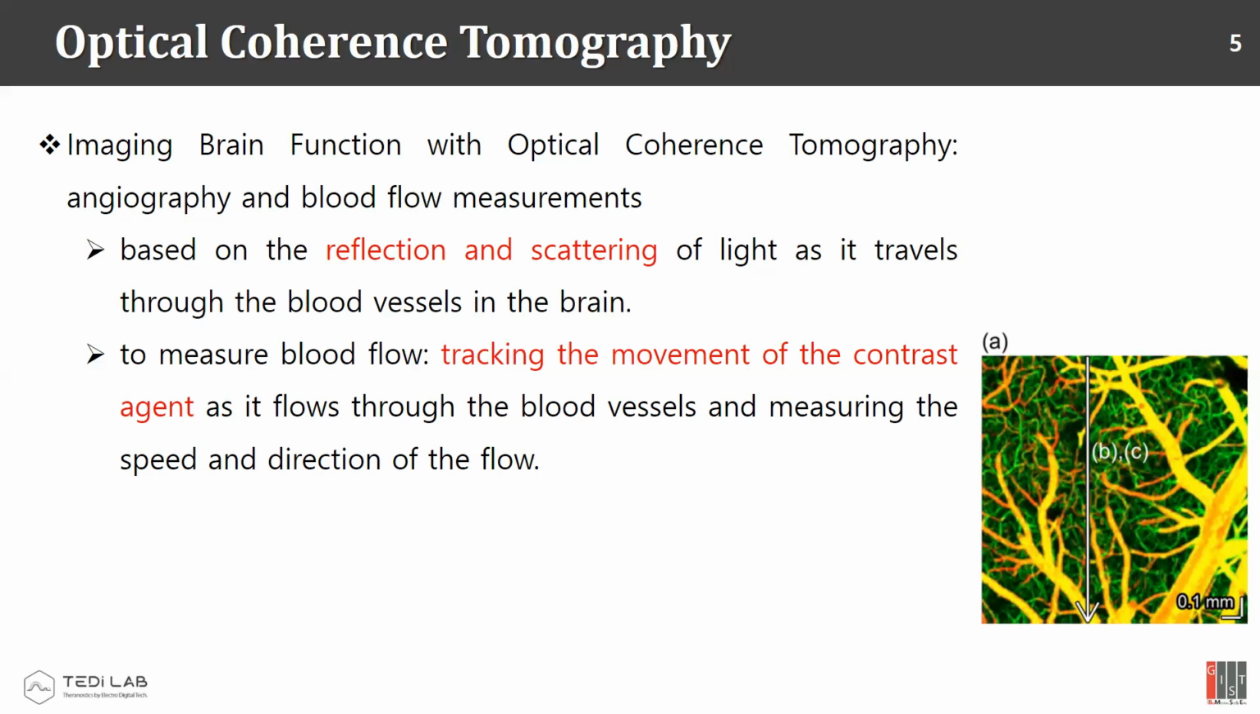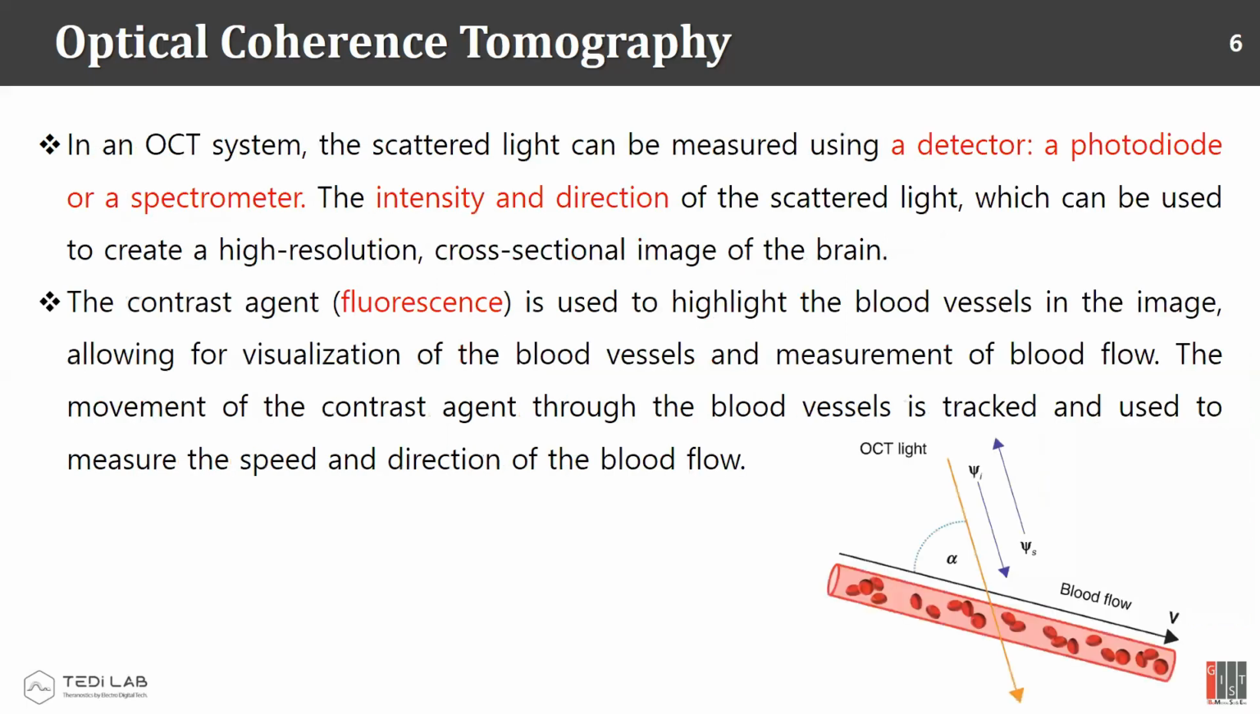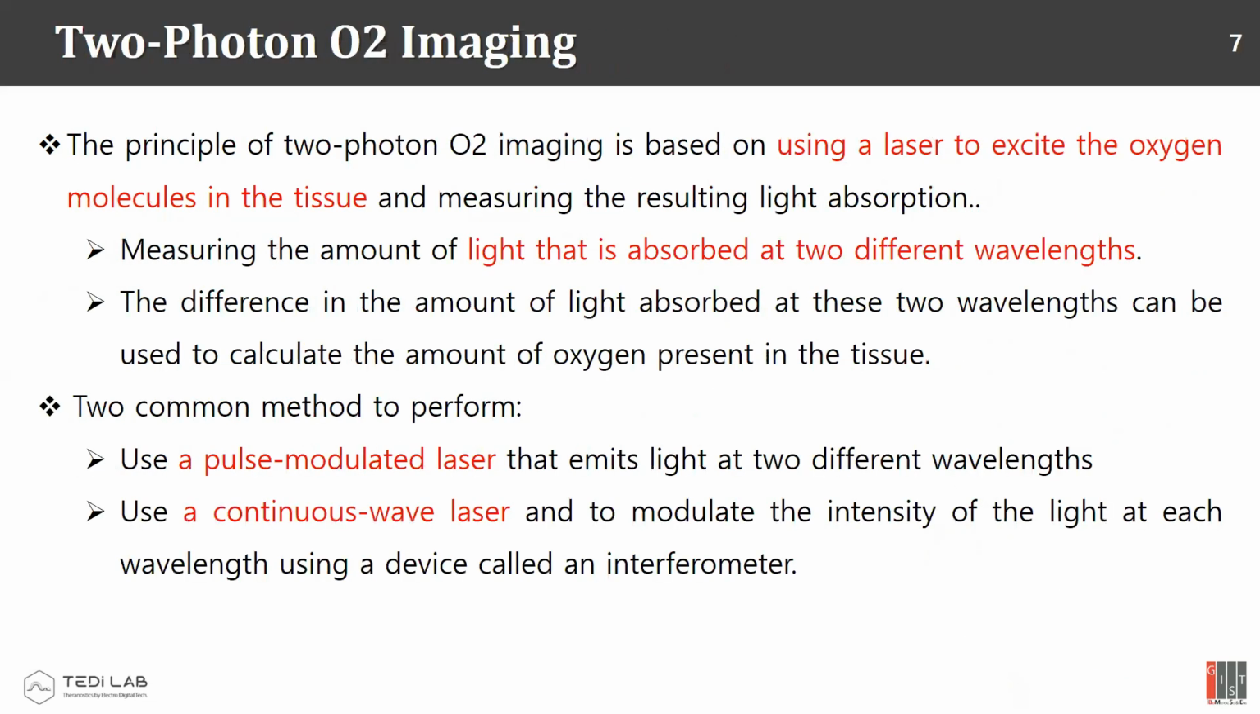This is typically done by tracking the movement of the contrast agent with fluorescence as it flows through the blood vessel. In an OCT system, the scattered light can be measured using a detector, which is a photodiode and spectrometer. The photodiode measures the intensity and direction of the light. The intensity is a measure of the amount of light that is scattered by the tissue, and the direction is a measure of the angle at which the light is scattered by the brain tissue.